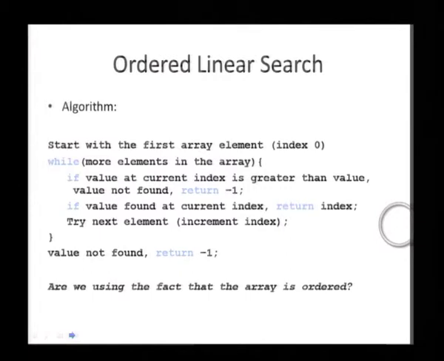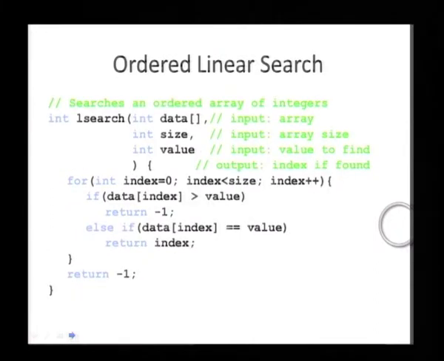So, this is exactly the algorithm that is implemented. Observe that there is another check which is done first inside the while loop. If the value at the current index is greater than the value that we are searching for, then the value will not be found and you can return a -1 immediately. Now, while this is one way of using the fact that the elements of the array are ordered, in this case in ascending order, this is indeed the C code for this.